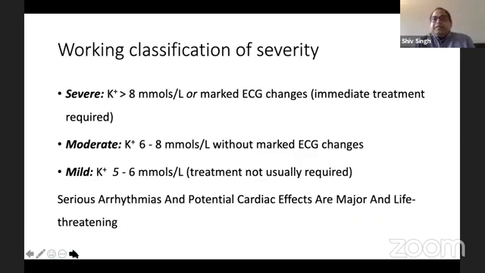And hence, a working classification of severity has been designed. Severe hyperkalemia is when the potassium level is more than 8 millimoles. There are marked ECG changes, and this requires immediate treatment. Moderate is a potassium of between 6 to 8 millimoles per liter without marked ECG changes. You can still see tall T waves, but it's not as marked as you see with severe hyperkalemia. Mild hyperkalemia is 5 to 6 millimoles per liter, and in these cases immediate treatment is not required. So you look for the cause and you treat the cause.